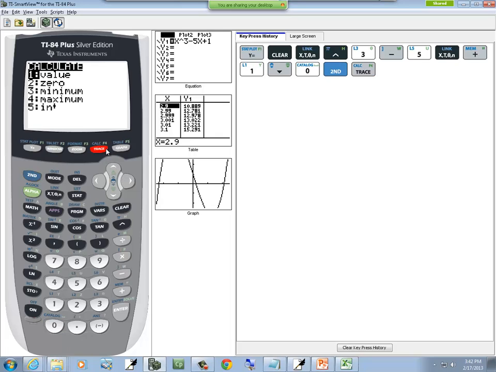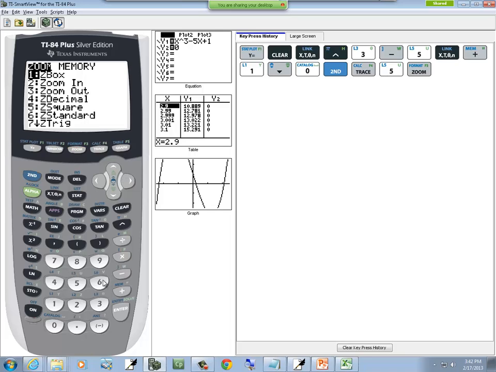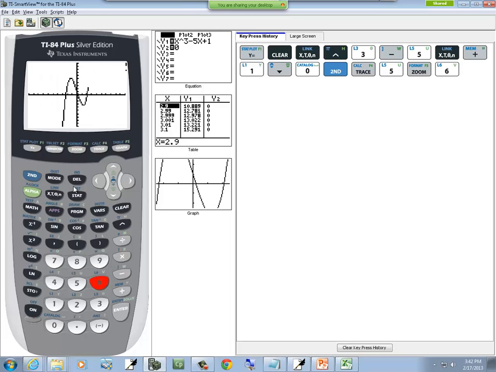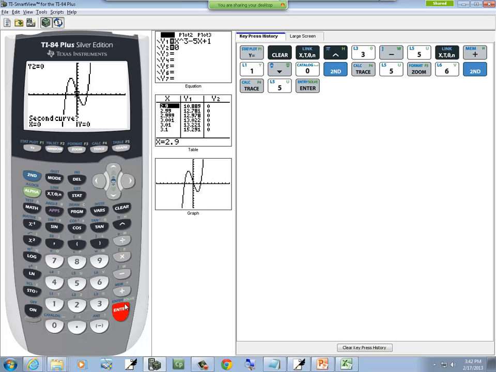Now if I do second trace and choose intersect, so choose number 5. There's a zero function too that works different than this. Of course I'm zoomed out, but let me do zoom and choose Z standard, number 6. Okay, now let me do it again. I'll do second trace and I choose intersect. It'll ask us for first curve. We do enter on first curve. It'll ask us for second curve. I'll do enter on second curve. It's asking us for a guess.